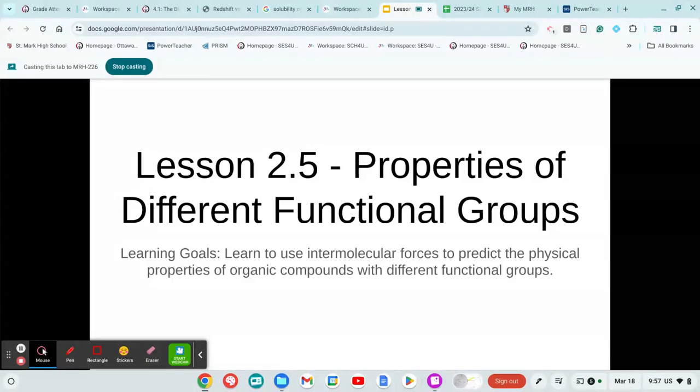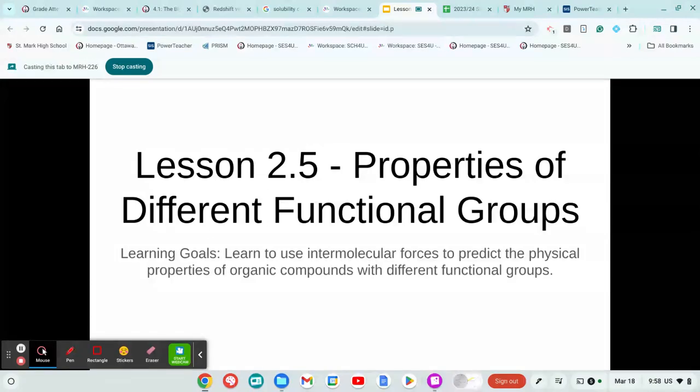On the other hand, if you have London dispersion forces, that means the electrons on one molecule are attracted to the protons in the nucleus of the other molecule. Those forces are a lot weaker than dipole-dipole forces, but they still exist in every molecule.